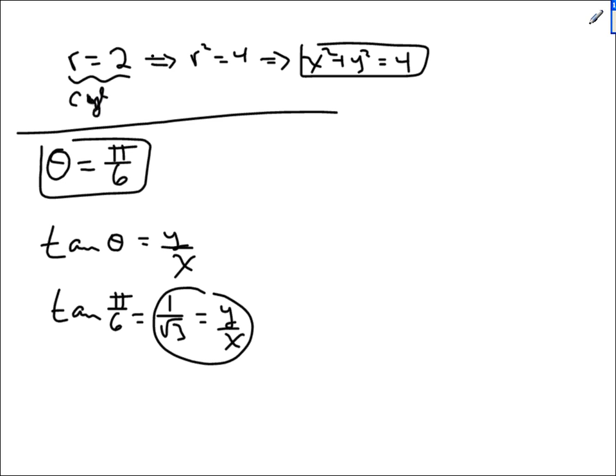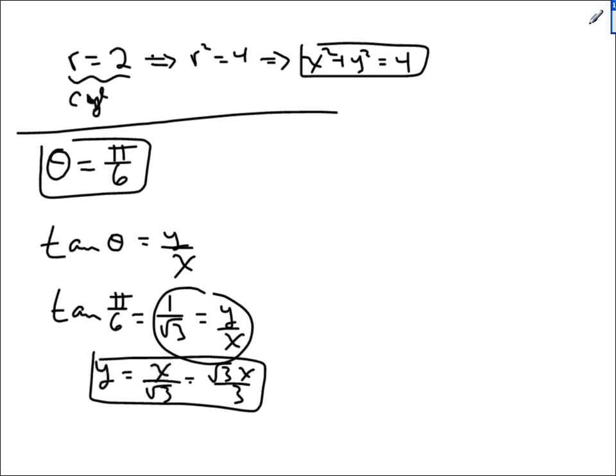You can clean it up a little bit. You can multiply both sides by x, and you get y is equal to x over square root of 3, or square root of 3x over 3. I wouldn't be thrilled if you left your answer like this, but I don't think I can mark it wrong. It is right, unless your teacher makes a big deal. Don't leave the answer like that.